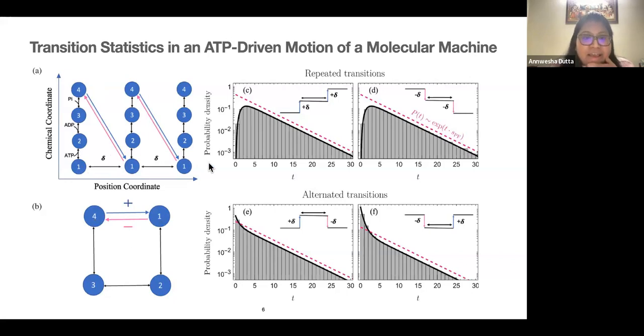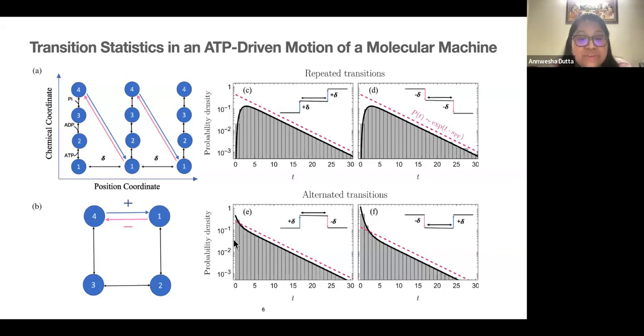So from here we can see that for a system with repeated transitions, say you have a transition 4-1 and you want to compute the probability densities for events where we have 4-1 and again a 4-1, the null time probability density is zero, because you have to go through the network before you come to this 4-1 transition again. In the case of the alternating transition, that is not so. There is a high chance that after a 4-1 transition you can have a 1-4 transition, and therefore there is a significant probability density for this kind of null time event.